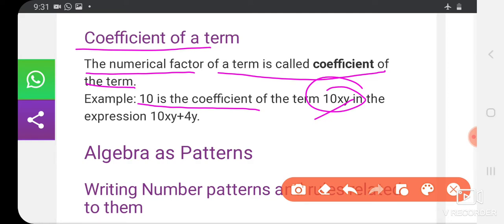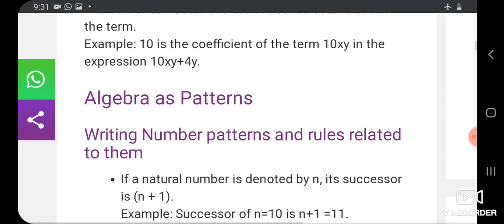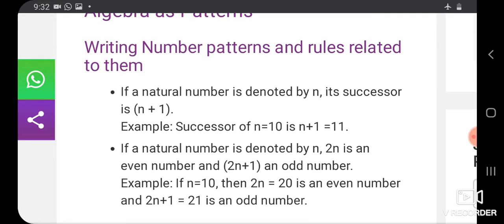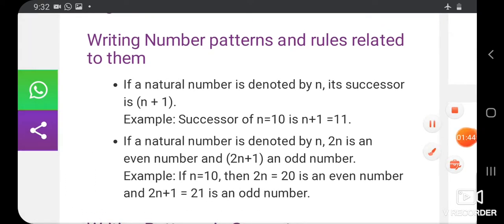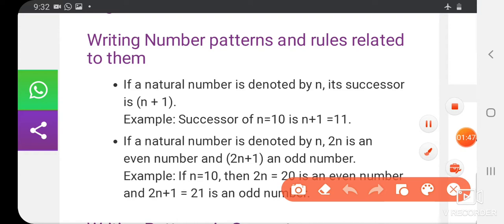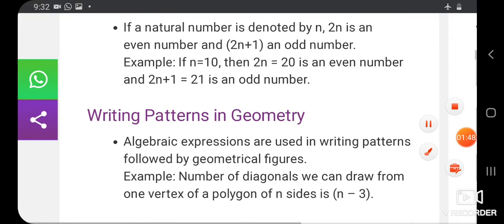Okay, as you can see, then the algebraic pattern, these things I will cover in the next class. Okay, but let me move further. I can move further and show you.